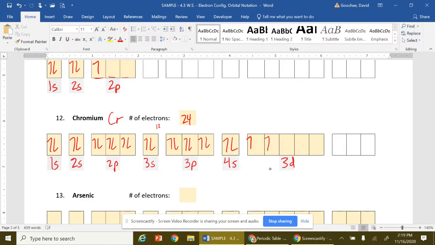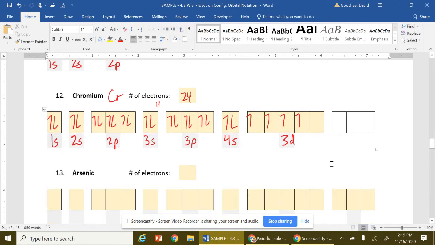So 1, 2, 3, 4, okay? Everyone gets their own seat. You do not double up unless you have to. That is called Hund's rule. You don't double up in an orbital unless you have to. You don't put 2 arrows in the same box unless every box in that sublevel already has an arrow, okay?